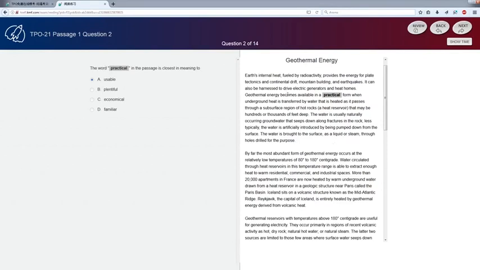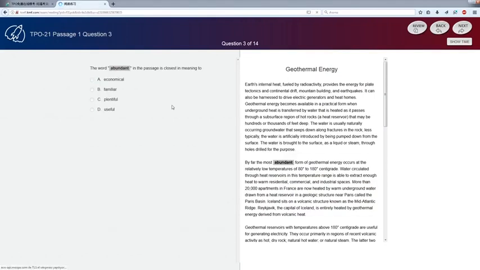So here it says practical. Geothermal energy becomes available in a practical form when underground heat is transferred by water that is heated, and it goes like this. I already know practical means usable, okay? So it has nothing to do with being plentiful, economical, or familiar. You can easily distinguish all those three from our answer, which is usable. So that was actually an easy question for this kind of test.